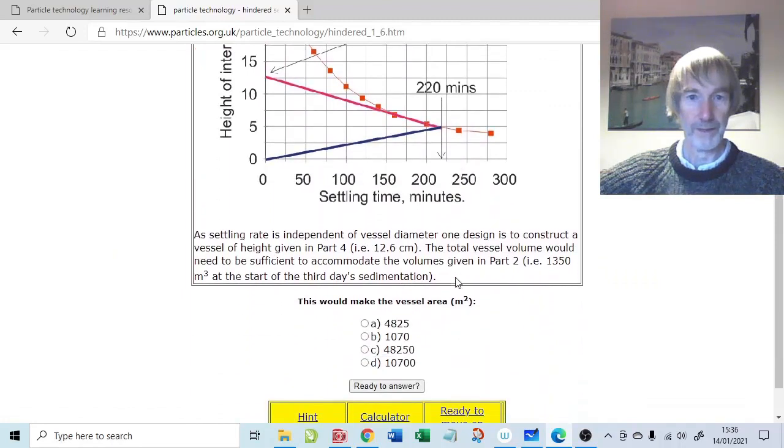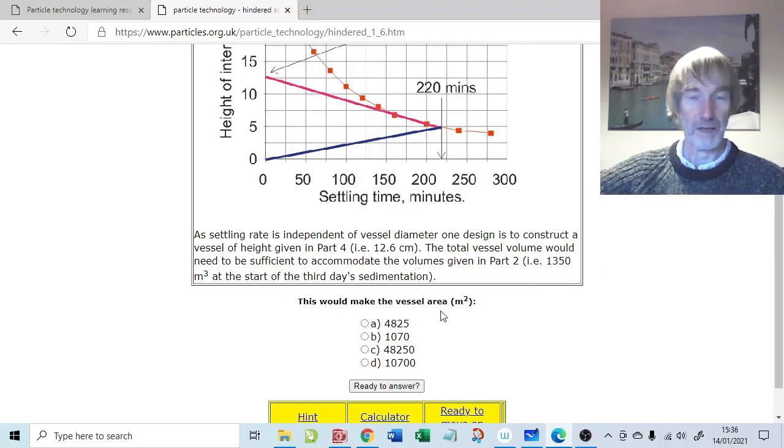Right, okay. As settling rate is independent of vessel diameter, one design is to construct a vessel of height given in part 4, i.e. 12.6 centimetres. The total vessel volume would need to be sufficient to accommodate the volumes given in part 2, in other words 1,350 metres cubed at the start of the third day's sedimentation.